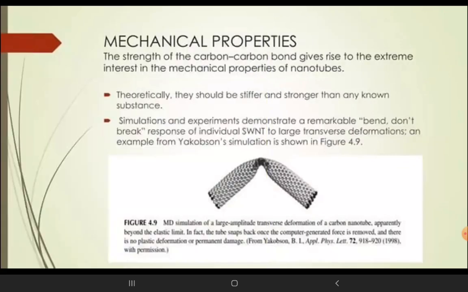Mechanical properties. The strength of the carbon-carbon bond gives rise to extreme interest in the mechanical properties of nanotubes. Theoretically, they should be stiffer and stronger than any substance. Simulations and experiments demonstrate a remarkable bend-don't-break response of individual SWNT to large transverse deformations. An example from Jacobson's simulation is shown in the figure.